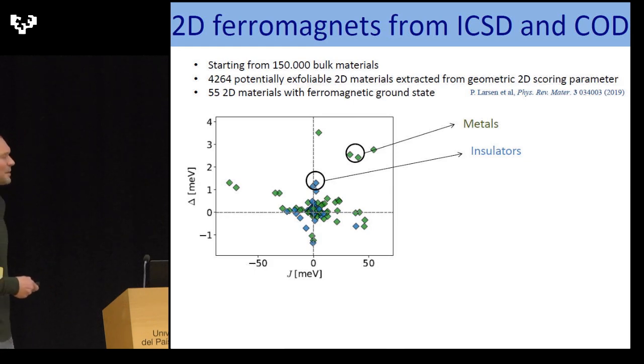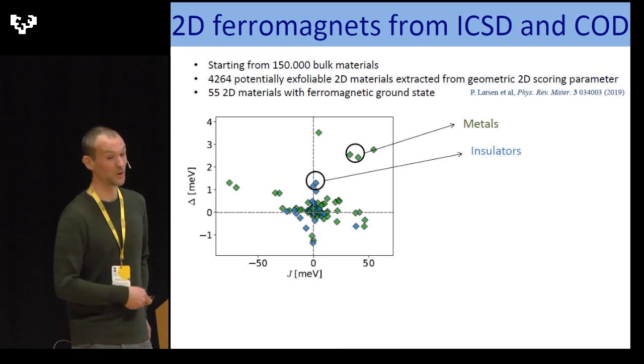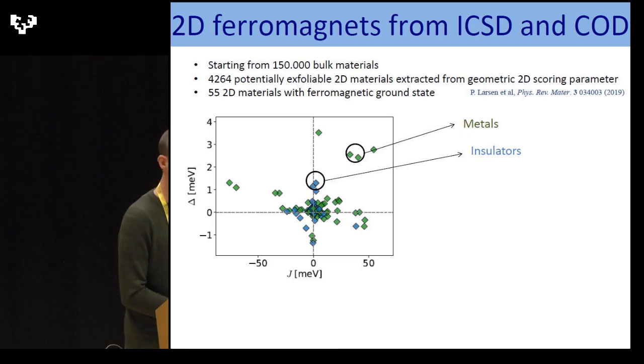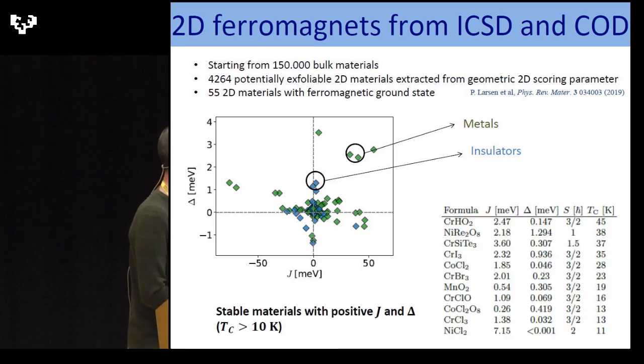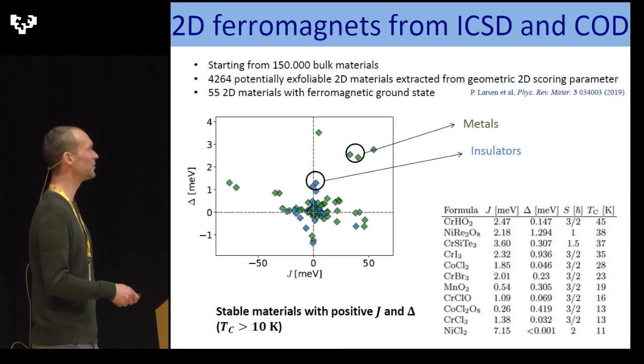And again, there's a scatter plot of spin wave gap and exchange coupling. We only want the ones that have a positive spin wave gap, and we also only want the insulators because we don't know how to treat the metals yet. So we do find some, here's a list, most of them we don't.